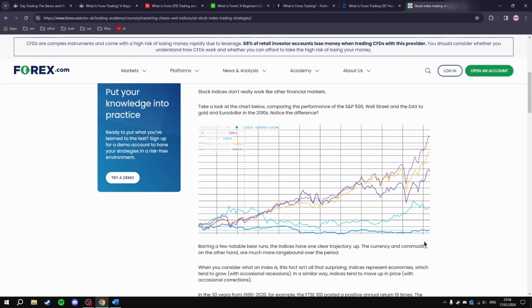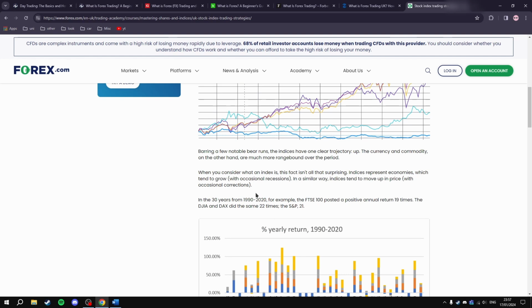Barring a few notable bear runs, the indices have one clear trajectory: up. The currency and commodity, on the other hand, are much more range bound over the period. When you consider what an index is, this fact isn't all that surprising. Indices represent economies, which tend to grow with occasional recessions. In a similar way, indices tend to move up in price with occasional corrections.